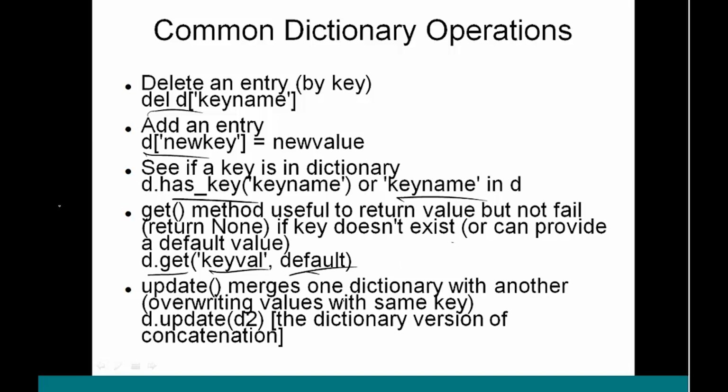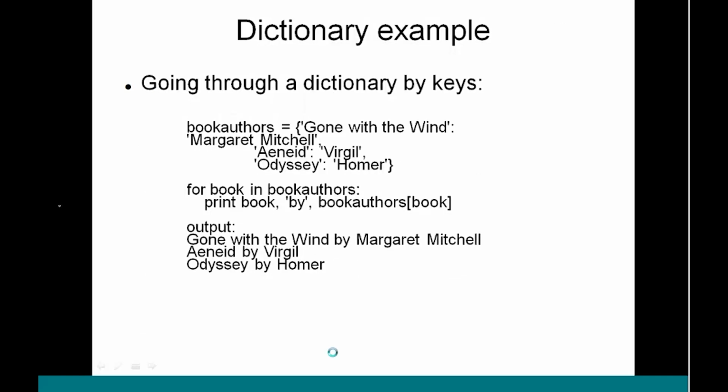Update merges one dictionary with another, and this overrides the values with the same key. So the usage is D.update(D2), which is the dictionary version of concatenation. Now if you want to iterate through a dictionary through the keys, we can use the for command.